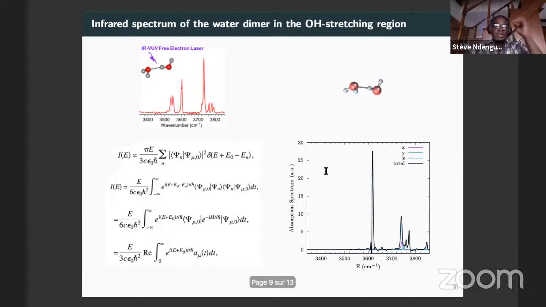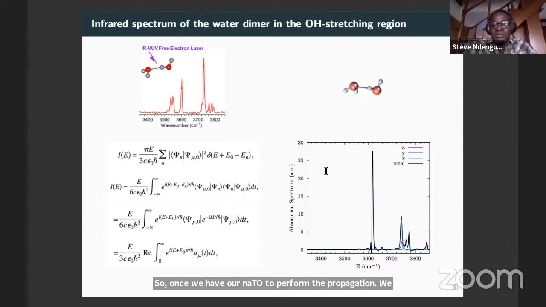So once we have our method to perform the propagation, we have our potential energy surface, we can start producing various absorption spectra and start analyzing the result. So how do we do that?